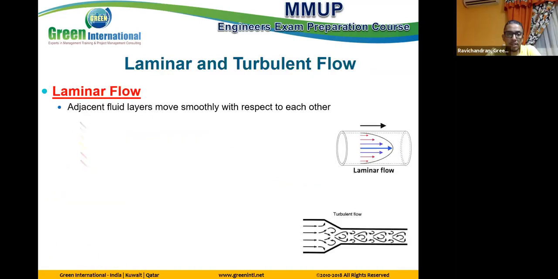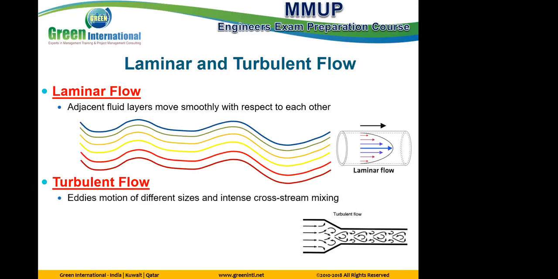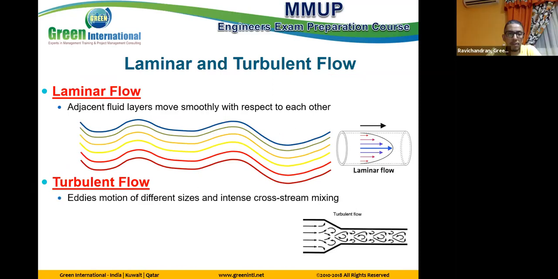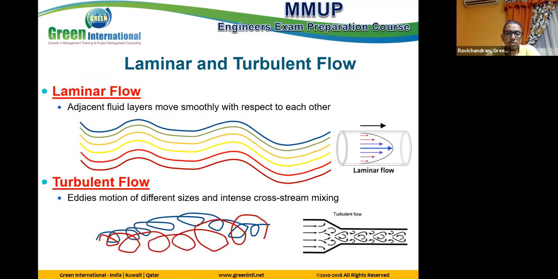Laminar and turbulent, we also discussed this one. Laminar, whatever if zigzag or straight, adjacent fluid layers move smoothly with respect to each other, coherent layers. But turbulence is motion of different sizes with intense cross-stream mixing.